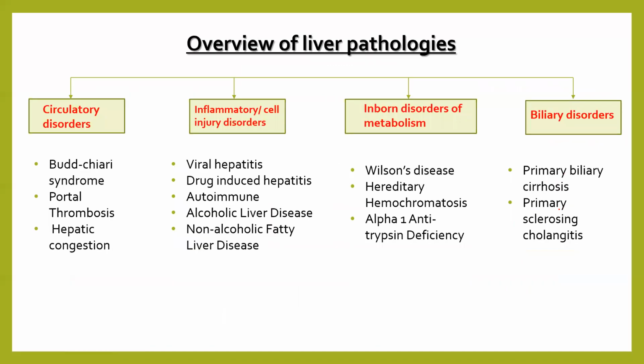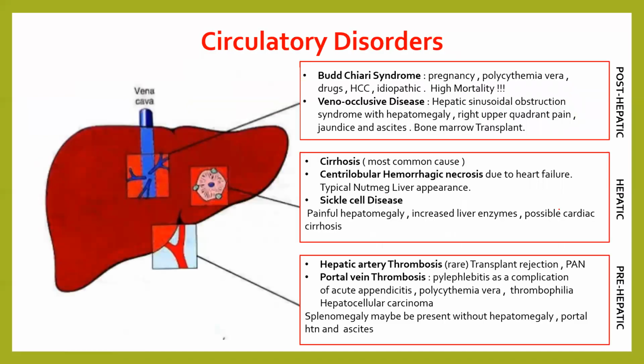So this is just an overview of how I have divided the liver pathologies, and I'm going to try to cover most of them. Starting off with circulatory disorders of the liver. The liver is, like I said before, supplied not just by the hepatic artery, but also the portal circulation. So the blood enters through both of these circulations and then drains into the liver sinusoids.